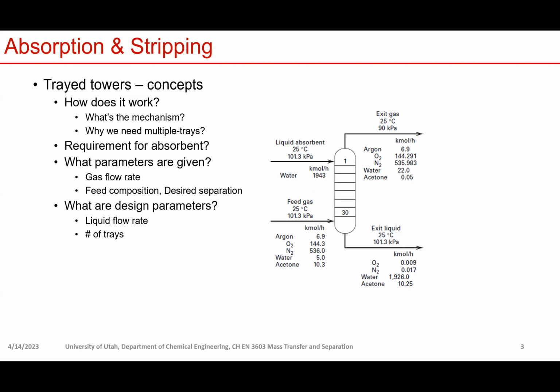Then what are the design parameters? We basically need to pick the liquid flow rate, the liquid absorbent flow rate, as well as the number of trays. For that given feed composition, we need to pick these two parameters to achieve the desired separation outcome. Okay, so any questions about this?